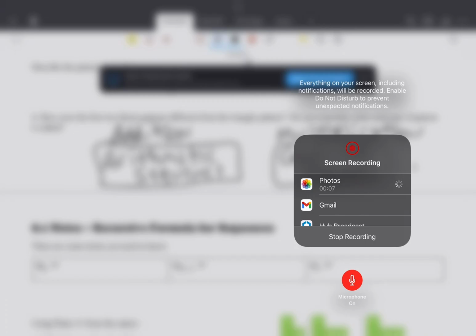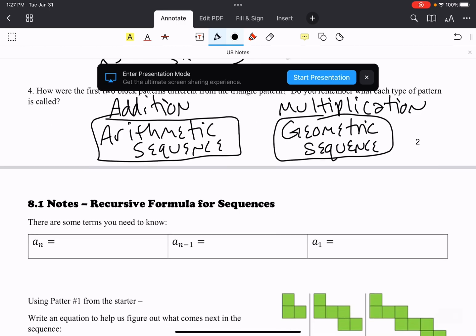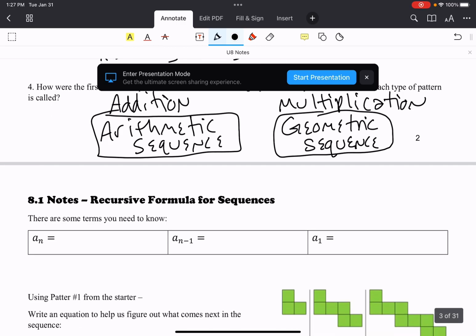Okay, let's go. Okay, guys, we're back. Okay, so here are some terms or notation we need to know. A sub n is asking for a specific term. So if I want like a sub 7, I want the 7th term. So let's say my n is 7. I want a sub 7. What would a sub n minus 1 be then? 6? Yeah, so this is just saying I want the previous term.